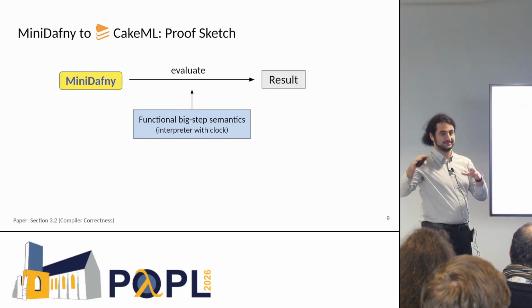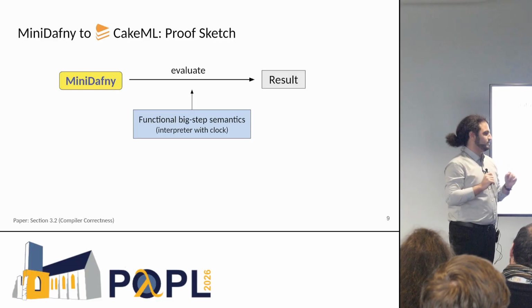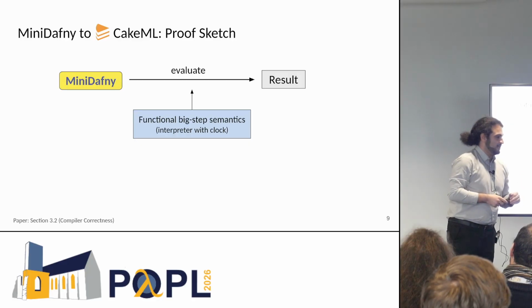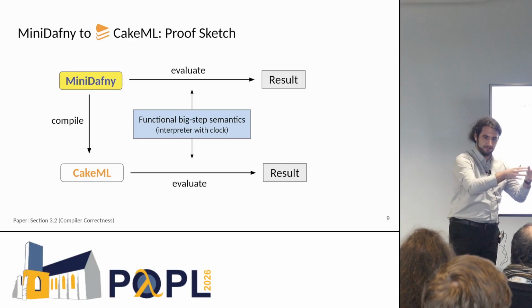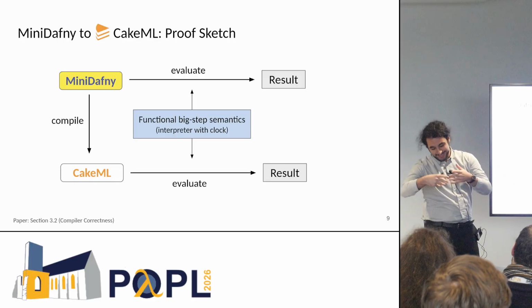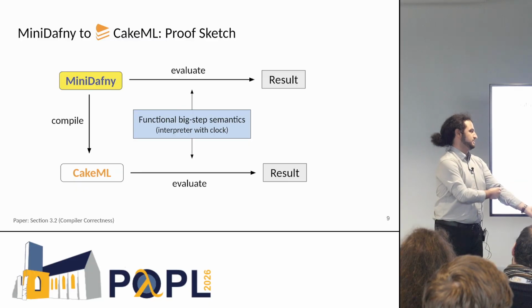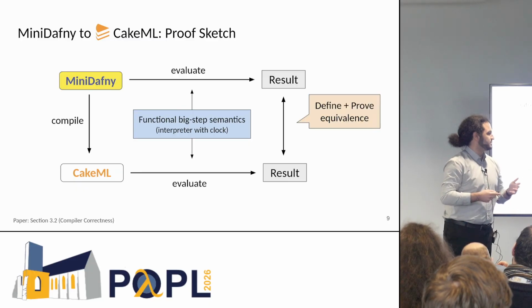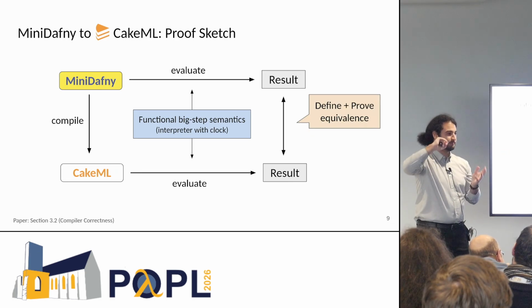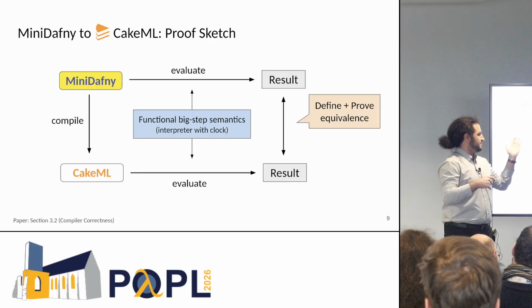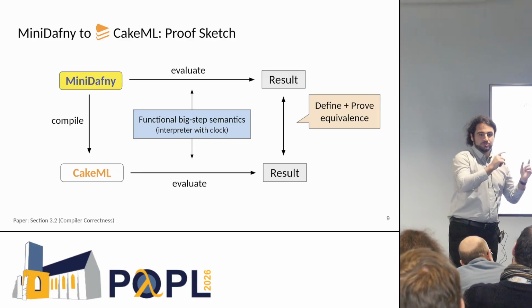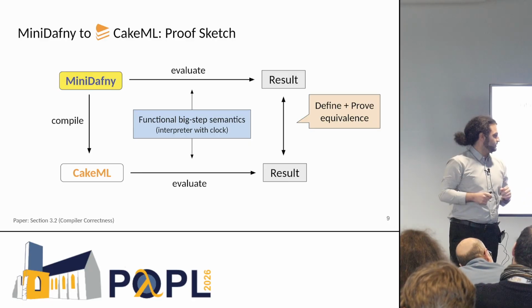And then you can take a Dafny program, run it through the interpreter, and get a result. And then since CakeML also has the same kind of semantics defined, what you can then take is the Dafny program, compile it, pass it through the CakeML semantics, and also get a result. And then the proof essentially consists of proving that these are always equivalent. And the way we do this is using an induction that we get from defining the semantics. And then for each case, we just have to prove that they're equivalent.